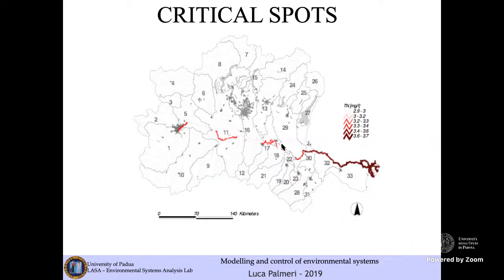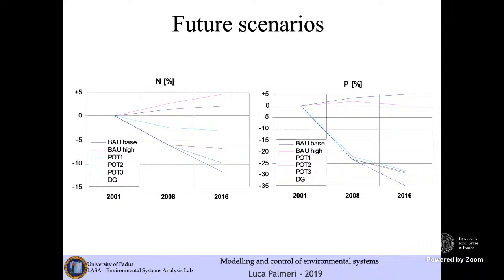So these are what we may call critical spots. This kind of application is very helpful in order to evaluate different management scenarios by which, for example, we may change some of the values of the input data and observe what happens in terms of nutrient produced or nutrient load production into a catchment.